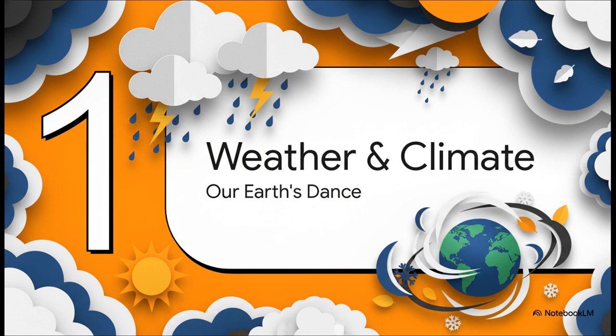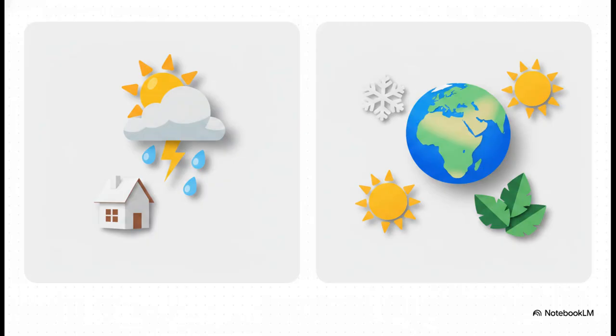Okay, so first things first. To understand all of this, we need to learn two very important words, weather and climate. And we'll also see how our Earth is always doing a little dance that gives us our days and nights and even our seasons. Now, what is the difference between weather and climate?